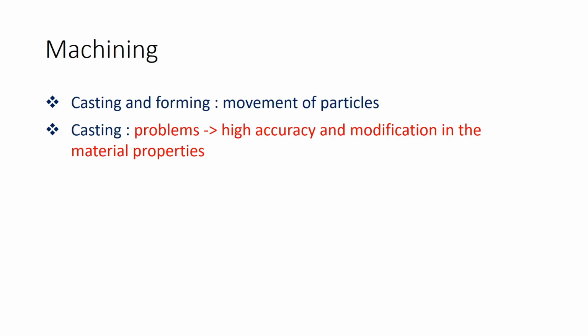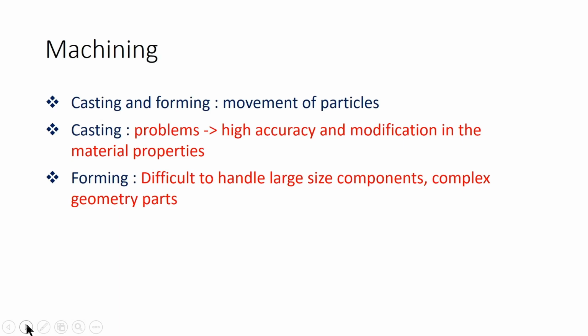Well, we are heating up the material and then cooling the material. So, naturally there is a change, a modification in the material properties. It may not be desired in certain applications. The second operation, that is forming, has an inherent problem to handle large size components. Very heavy components are difficult to handle during the forming operations.